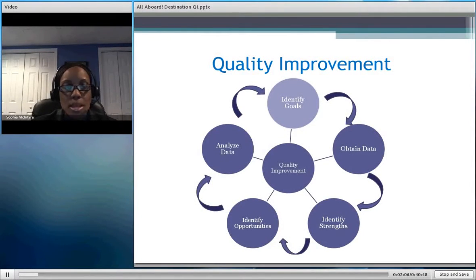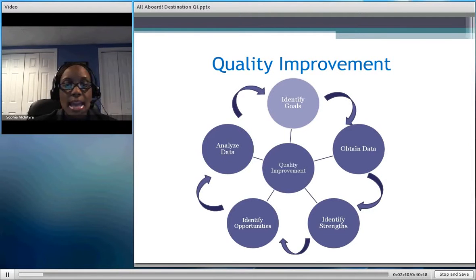This represents a pictorial of quality improvement, and it's really a continuous process. Quality improvement should not be stagnant. It should be something that's constantly occurring. So let's start with quality improvement as the center focus. And the first component is identifying your goals, obtaining the data, analyzing your data, identifying your strengths, and identifying your opportunities.